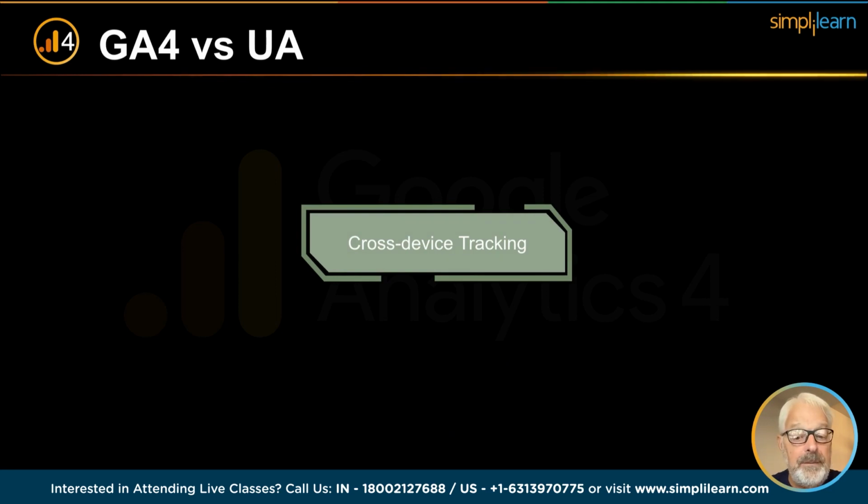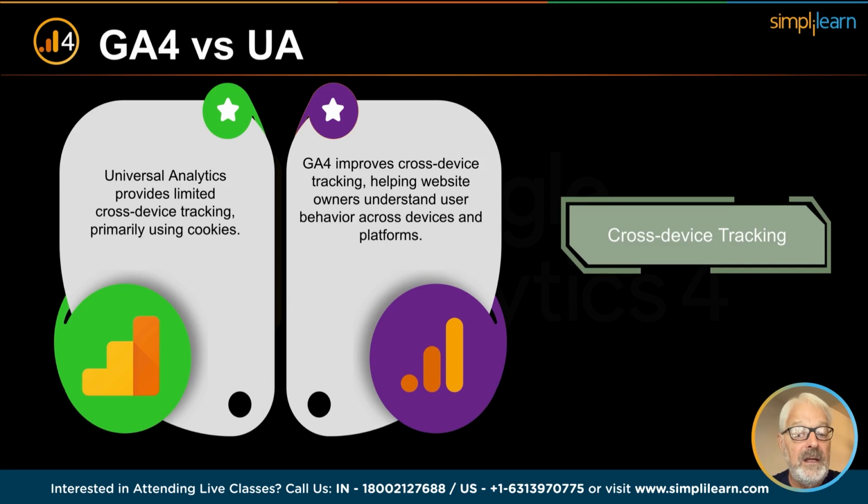The next big difference was in the cross-device tracking. So the cross-device tracking capabilities on UA are limited, which primarily relies on cookies for this purpose. Whereas with its advanced tracking capabilities, GA4 greatly enhances cross-device tracking, enabling you to gain valuable insights into user behavior across various devices and platforms.